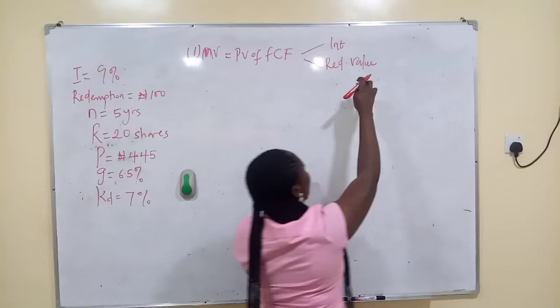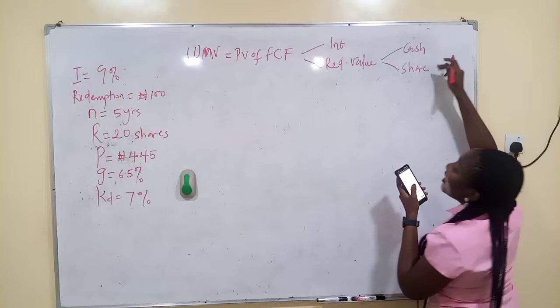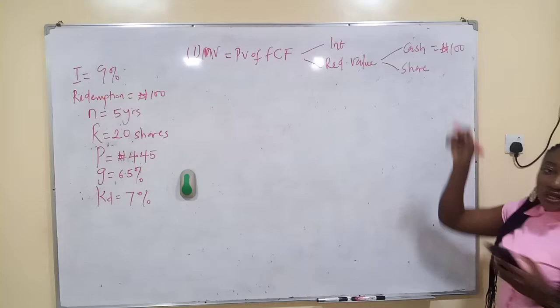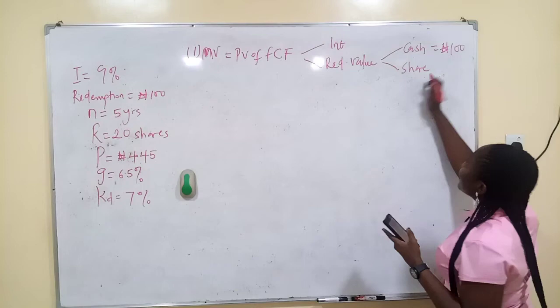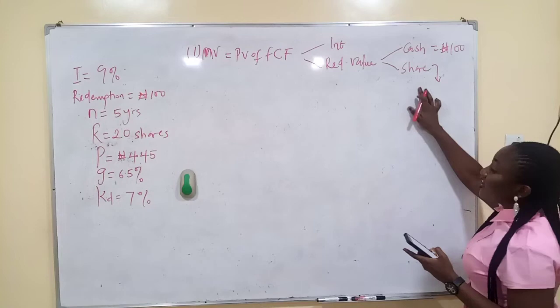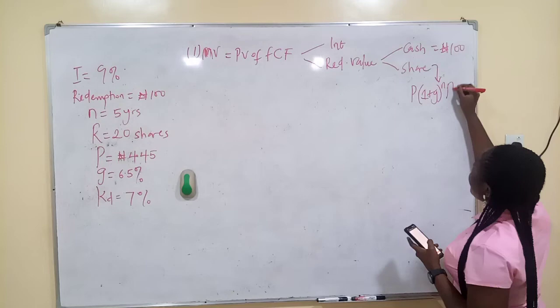Now, don't forget the conversion option. So this redemption value can either be cash or share value, whichever is higher. So we know cash. Cash is 100. I hope this is showing you. Let me check. Okay, it's showing. Sorry, guys. So cash is 100. Now, do we know share? We don't know share. And remember, I said to calculate the value of the share, it's P into 1 plus G raised to the power N, times R. The price, the growth, number of years to redemption, and number of shares in exchange.